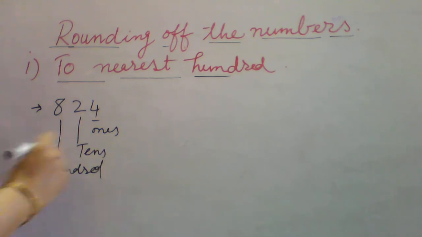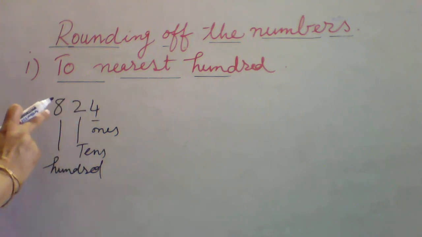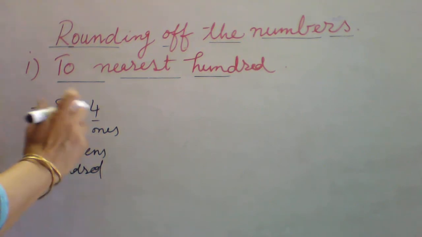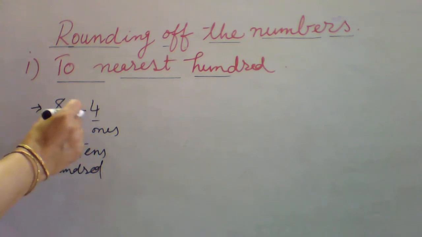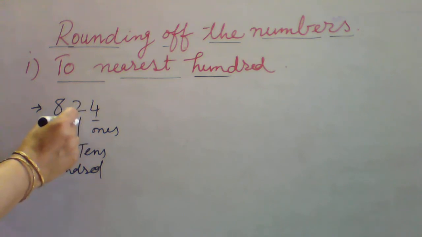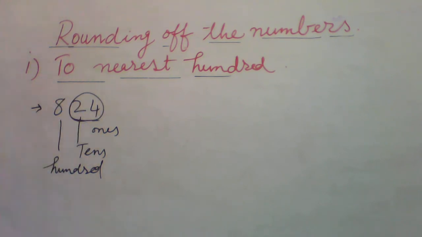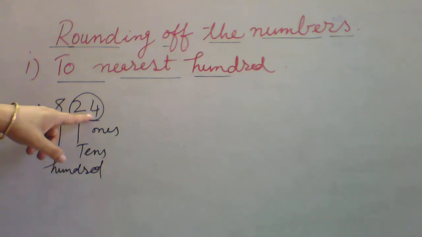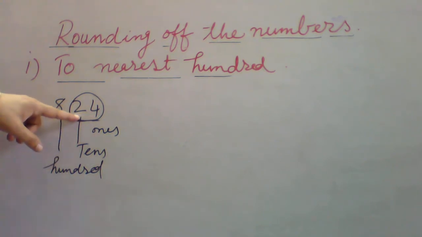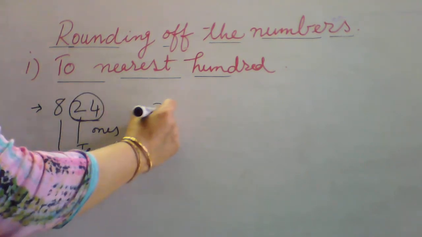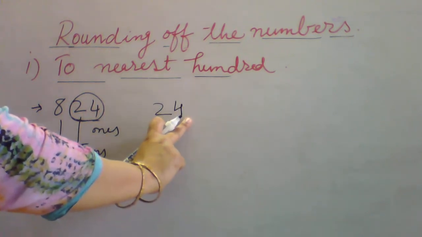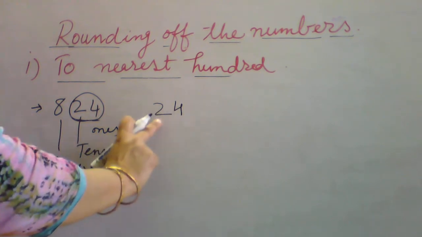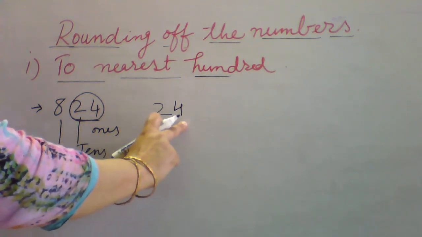In this case we are rounding off this number to nearest 100. What we will do, we will check the digits that are present at ones place and tens place and the number formed by these two digits. The digit present at ones place is 4, the digit present at tens place is 2 and the number formed by these two digits is 24. Now we will check 24. It should be equal to 50 or greater than 50. But in this case, it is less than 50.